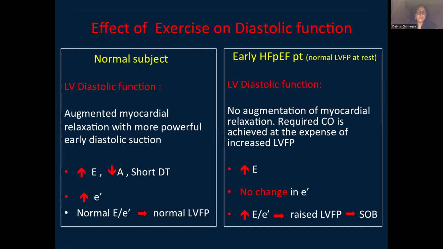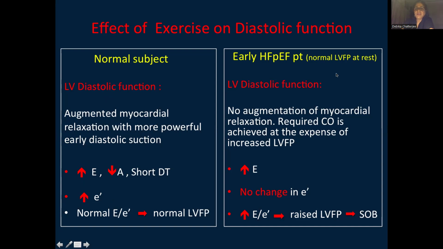Why does this happen? If you look at the effect of exercise on diastolic function of the LV in a normal subject, the LV diastolic function is augmented. The myocardial relaxation becomes augmented with exercise, with more powerful early diastolic suction, as a result of which the E wave becomes taller. So also the E prime, because myocardial relaxation is augmented.